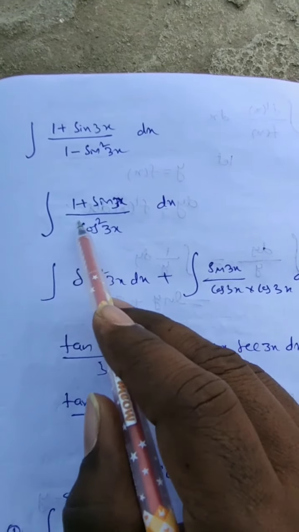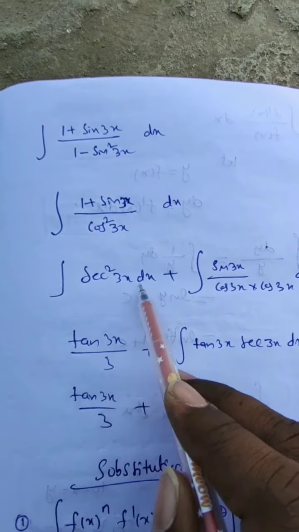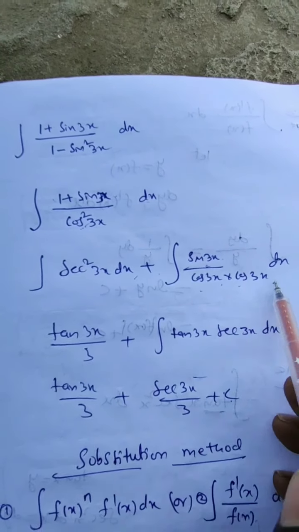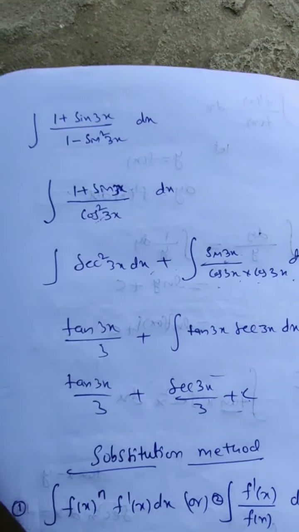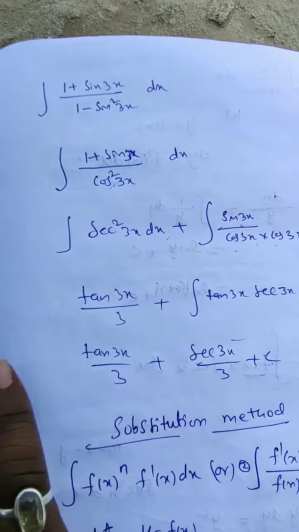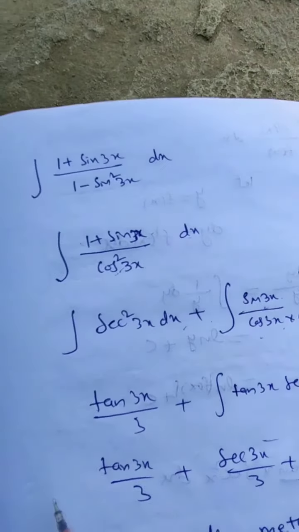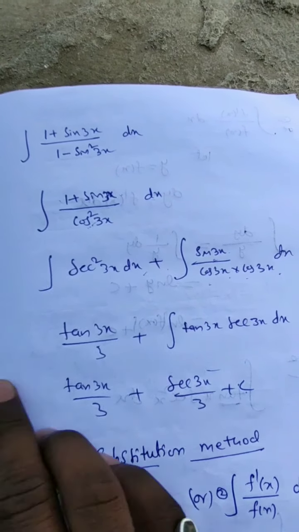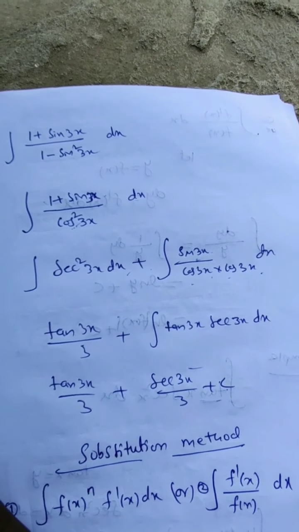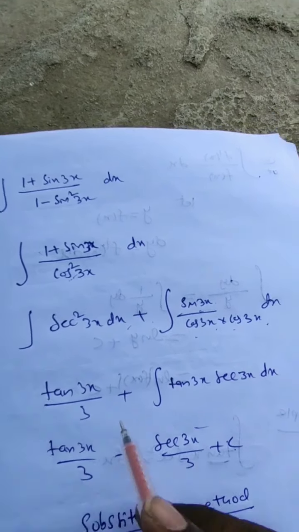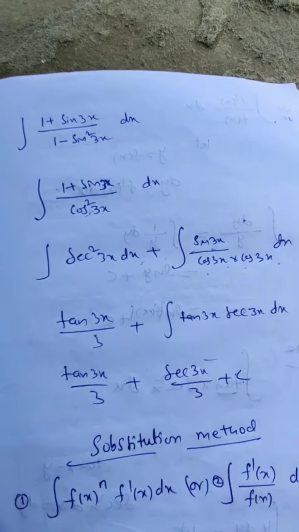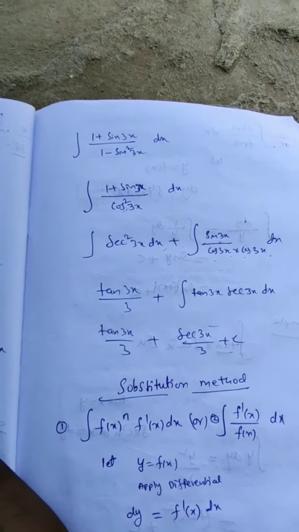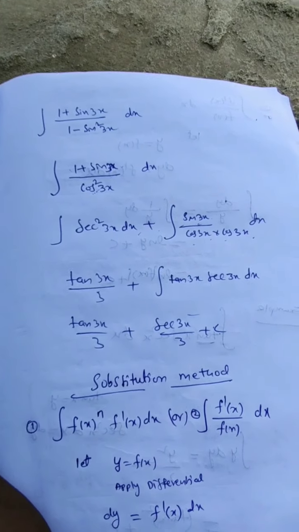So now I separate this one. 1 upon cos²3x is sec²3x, integration of sec²3x dx, plus now you separate this one, sin 3x upon cos 3x into cos 3x. Integration of sec²x is tan x, so tan 3x, and the coefficient of x will be divided, which here is 3. Plus integration of tan x sec x is sec x, so I can write sec 3x, and the coefficient of x will be divided by 3, plus c. So you got this answer. Okay, understood. Thank you. Now the substitution method we will start in the next video.